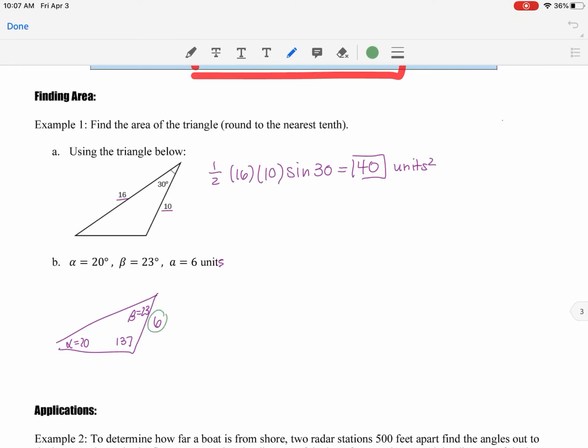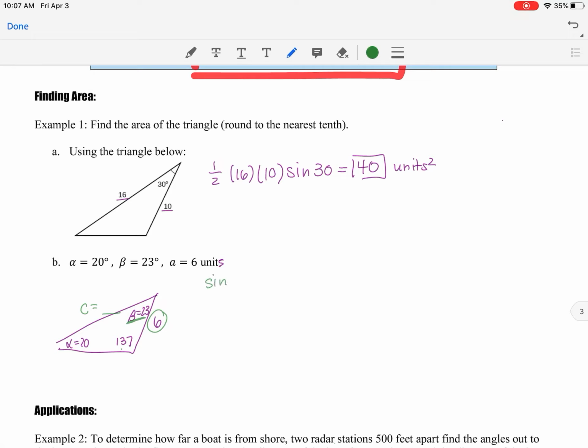All right, so the problem here is I only have one side. So I have this side, and then I want to use one of the angles that touches it. It doesn't necessarily matter if you use the 137 or the 23. Since we have the 23 to begin with, let's use the 23. But I've got to figure out this side c as well to plug things into my equation. So you kind of need one of the angles and then the two sides that touch it.